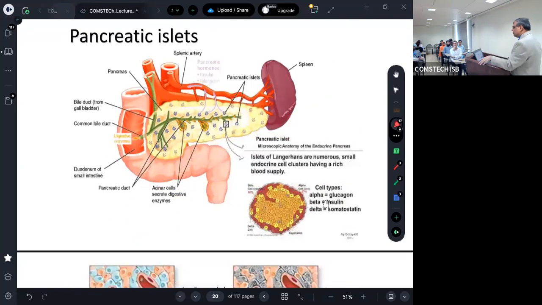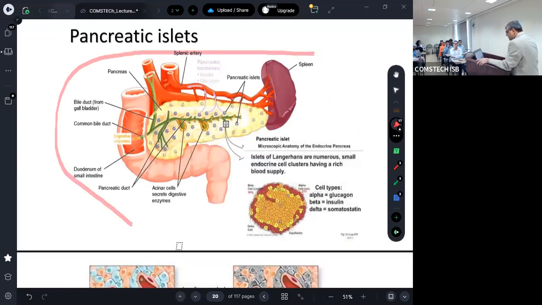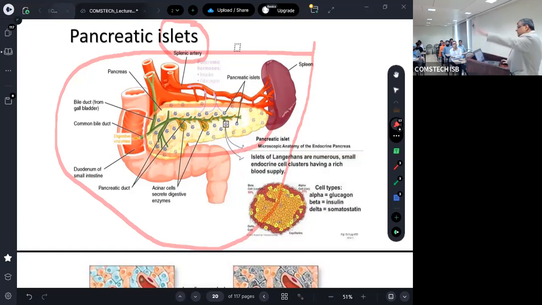So now come to the point. You see here, this is the organ we call the pancreas. In the pancreas there are some islets. The scientist who discovered them was named Langerhans, so we call them islets of Langerhans.